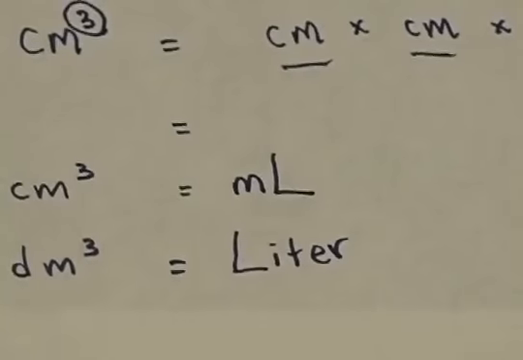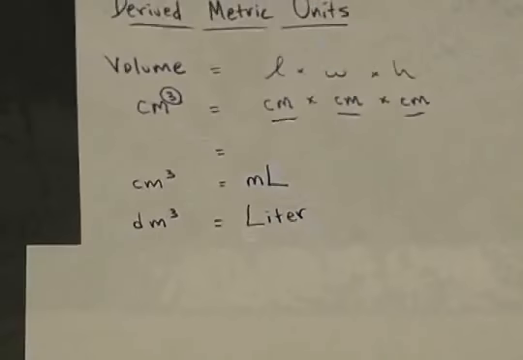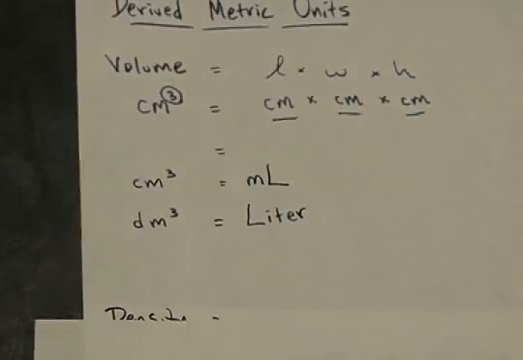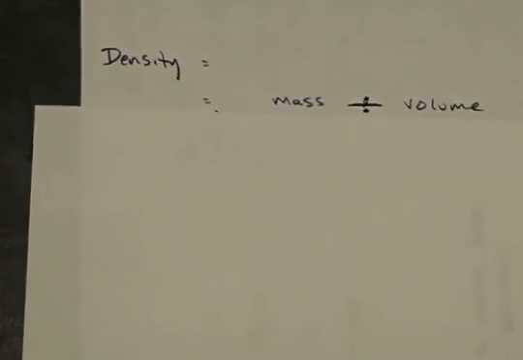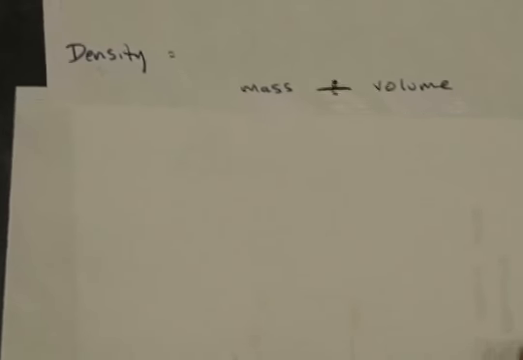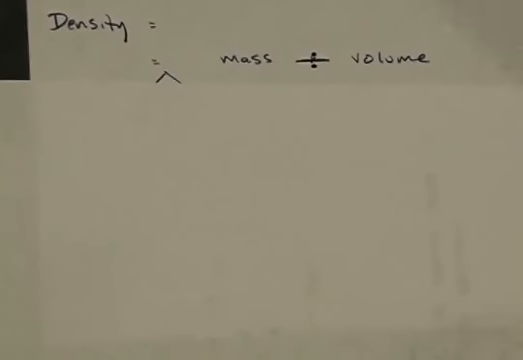A second derived unit that you'll need to be familiar with is one that I alluded to. That's called density. Density is mass divided by volume, taking an object's mass and dividing it by its volume. You might be familiar with this one already.